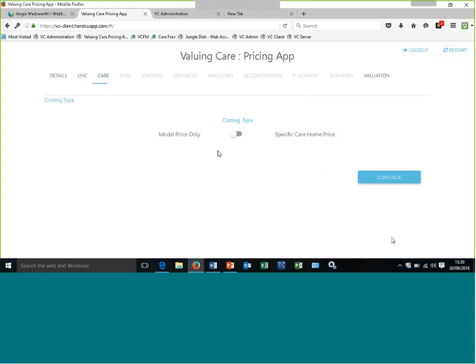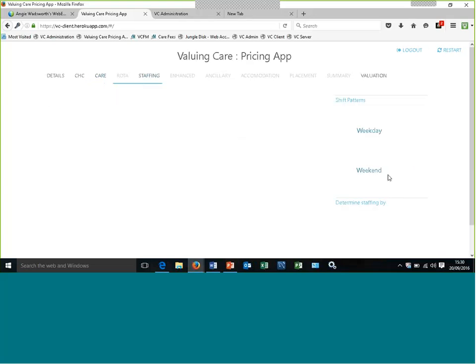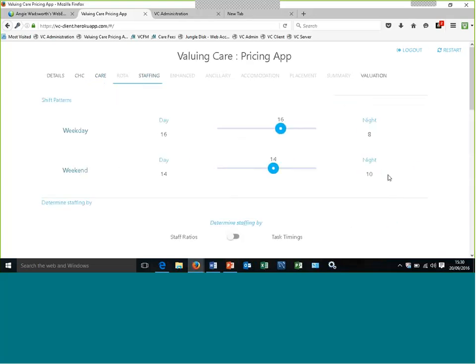I don't want to record my CHC outcomes. But I actually do this time. I don't have a specific care home in mind, so I'm going to just ask the system to give me a model price. Now, on this occasion, I'm going to say that actually I want a longer day. So I want a 20-hour day and a 4-hour night, so up for a very long time.